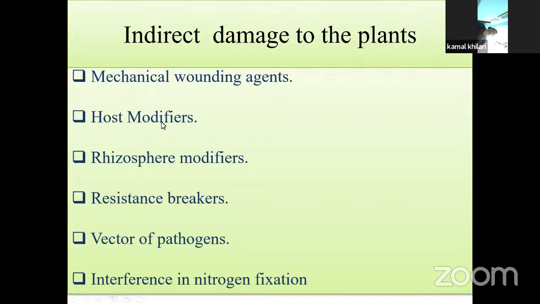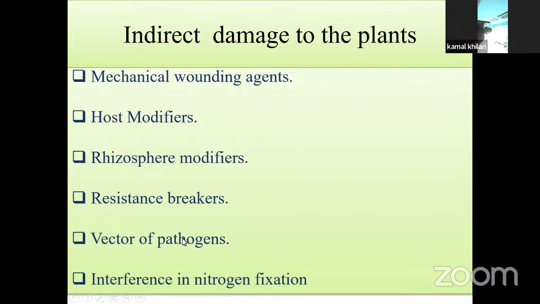And similarly, host modifiers: they may convert the host also. And then rhizosphere modifiers: the rhizosphere region is quite important, so they may make some changes in the rhizosphere region also. And then resistance breakers: if a variety is resistant and there is an infection of nematodes, this variety may become susceptible with time. So they also play a very important role as resistance breakers. And then vectors of pathogens: they play a very important role as vectors. There are some nematodes.